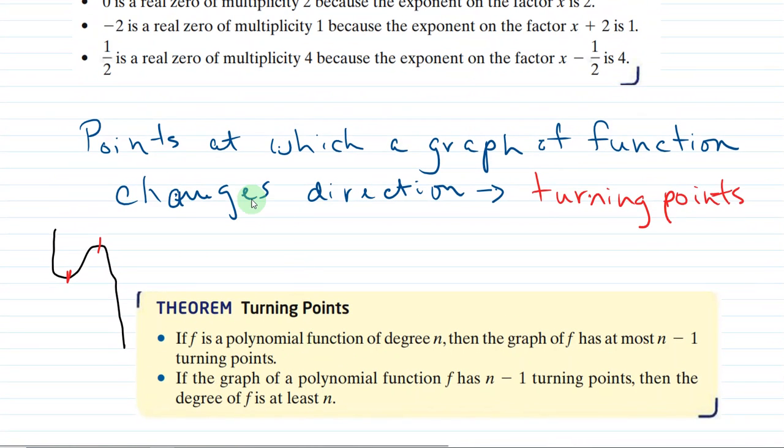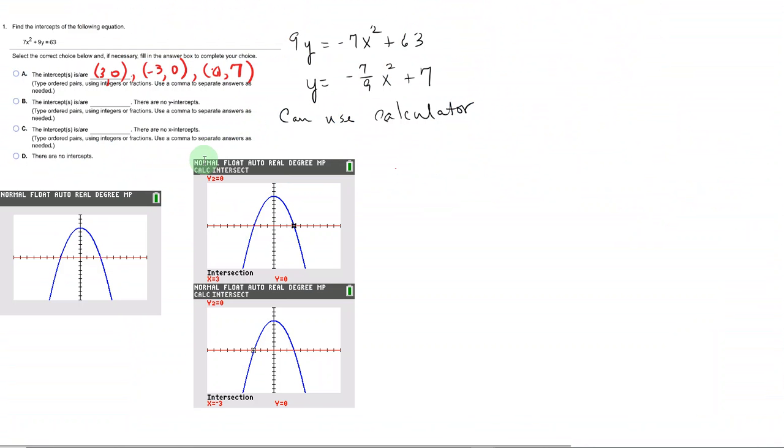We're going to look at our problem set worked out. Okay, the first one says find the intercepts of the following equation. And they gave us 7x squared plus 9y equals 63. Well, we can use our calculator on this if we want to, and that's probably the easiest way to do that. So we're going to solve this equation for y. I'm going to move the negative 7x squared over here. I'm going to divide by this 9, and I ultimately get this as my equation.